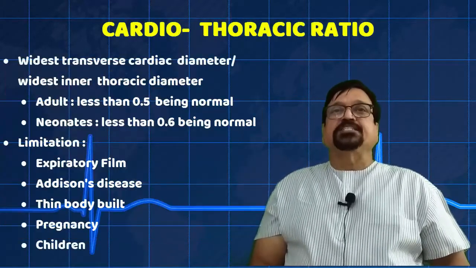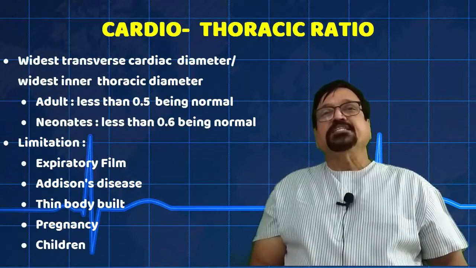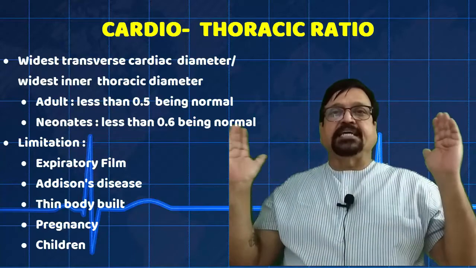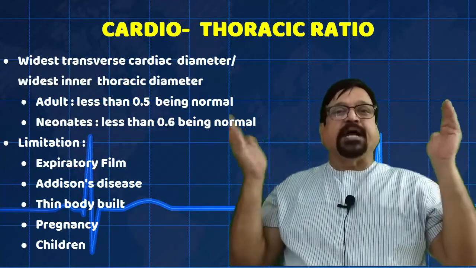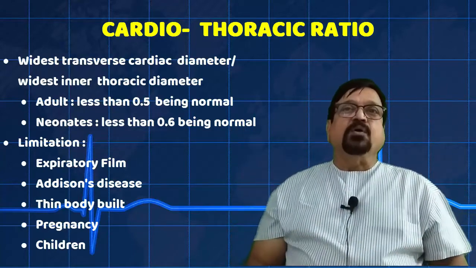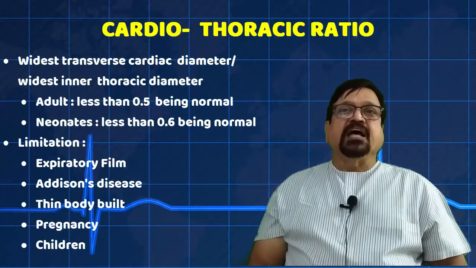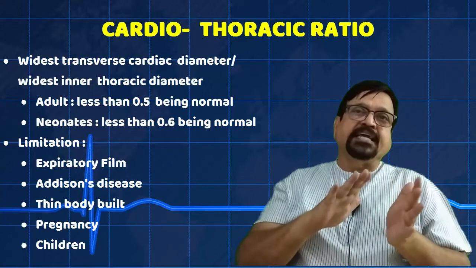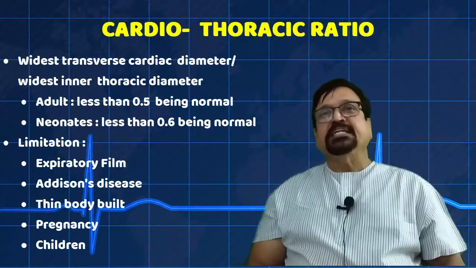Now, what is the cardiothoracic ratio? The cardiothoracic ratio is a gross assessment of the size of the heart, the size of the thoracic cage, and how much of that thoracic cage the heart occupies. Now, in an adult, it should be around 50%, that is, 50% of the thorax is occupied by the heart, and in a neonate it should be slightly more.